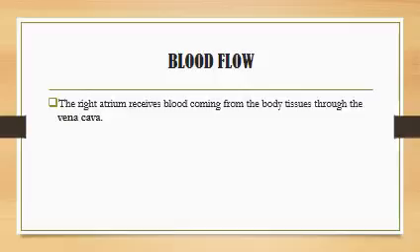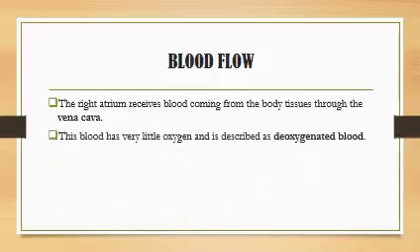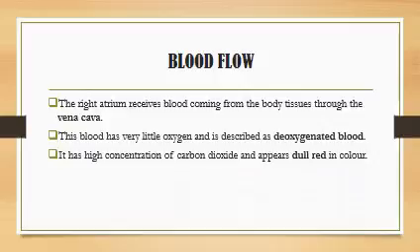In the process, the blood has carbon dioxide and insufficient oxygen. So because it has insufficient oxygen, from the rest of the body through the vena cava into the right atrium, the blood will then descend into the ventricle. The blood has very little oxygen and is described as deoxygenated blood.